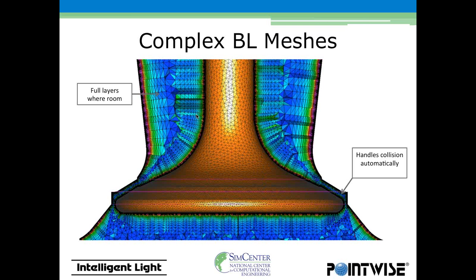But also, you notice down here in this very small gap where the lip of the valve is coming close to the valve seat, there's not very much room, and so the layers have to stop prematurely because there's just not enough room to grow those full layers. T-Rex handles these collisions automatically. So again, the single point advancement failure does not prevent the growth of layers elsewhere.